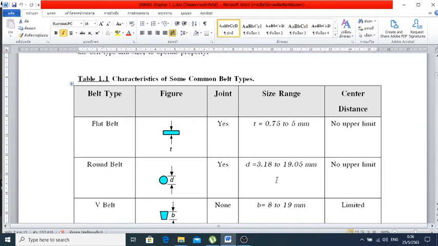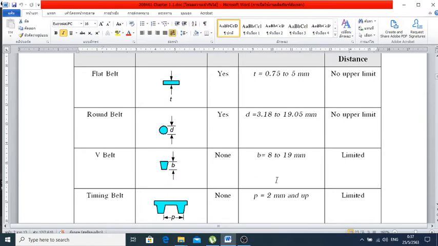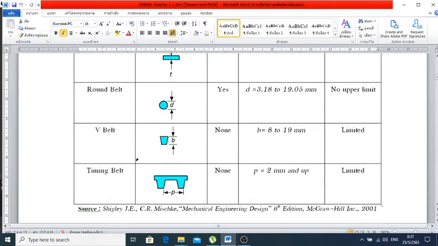And then the round belt is very similar to the flat belt, but it's round all the way for the cross section. And for the V belt, the shape looks pretty much like that. Therefore, the V belt has a limited center distance. It's the most effective one, and we're not going to talk too much about it anyway.